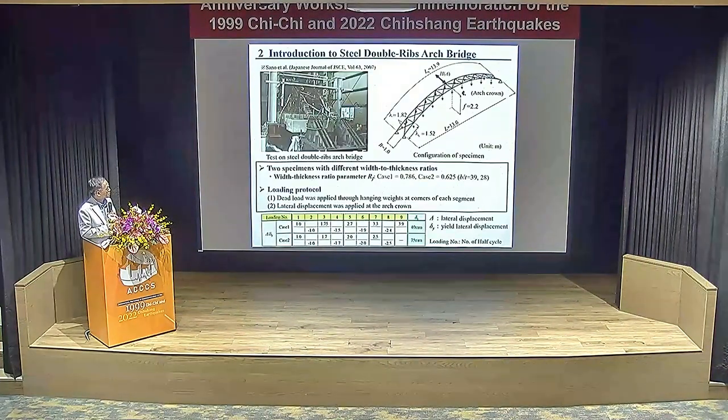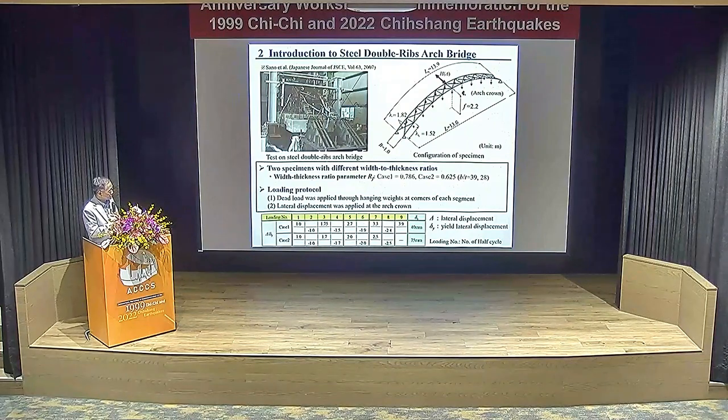Here is a picture of a steel double ribs arch bridge conducted by Dr. Sano in 2005. The paper was published in 2007. The span is 13 meters. In his paper, two specimens with different width-thickness ratio were checked. This is a box section. So the width-thickness parameter is a key point. It is a key parameter.